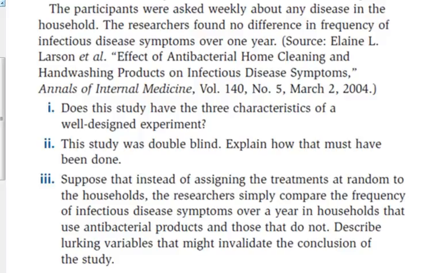Okay, we have our three characteristics of a well-designed experiment. Yes, we certainly do. It is random. It is a sufficient number of subjects, and we do have a comparison group. Okay, this study was double-blind. Can anybody explain how they could have made this subject-blind and evaluator-blind?